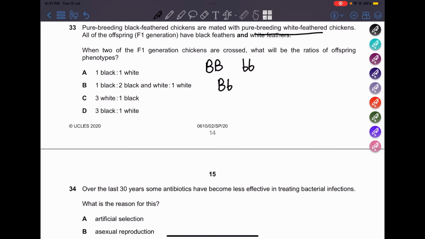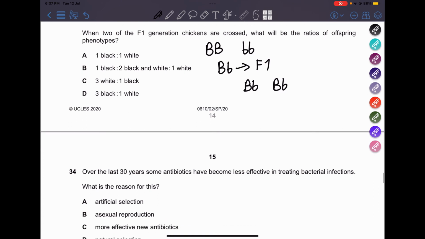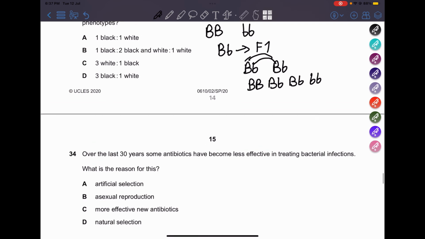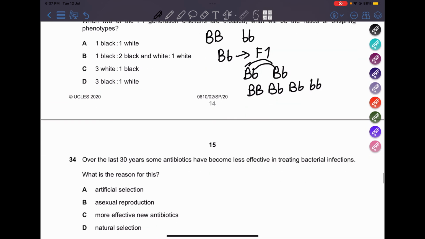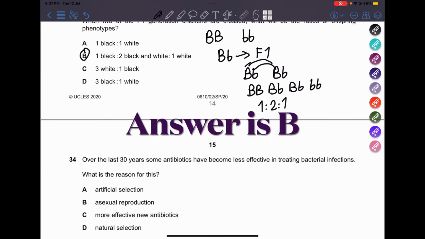So they are going to cross 2 of the F1 generation, which is this one. This is F1 generation. So that means they are going to cross the 2 heterozygous, which is B capital and B lowercase. And let's see what they are going to give us. Now it's going to be B capital and B capital, and then B small and B capital, like that. And then another B capital and B small, and then another double lowercase b's. So that actually gives us a ratio of 1 to 1. So our answer is going to be B.